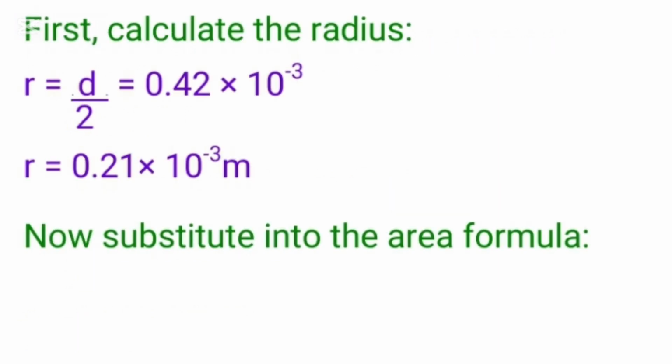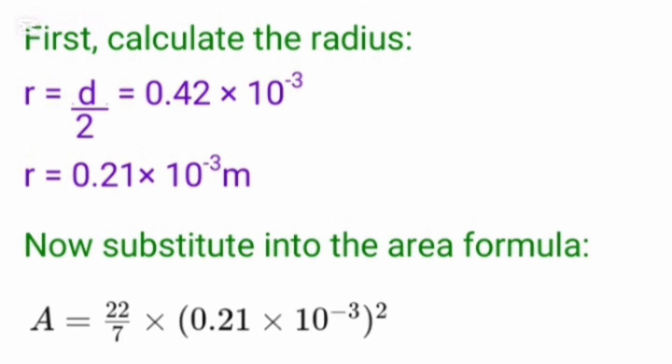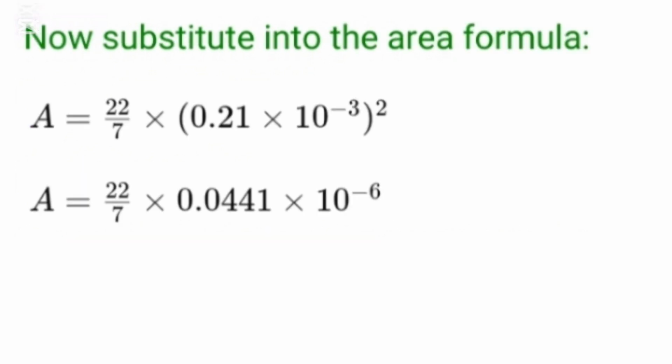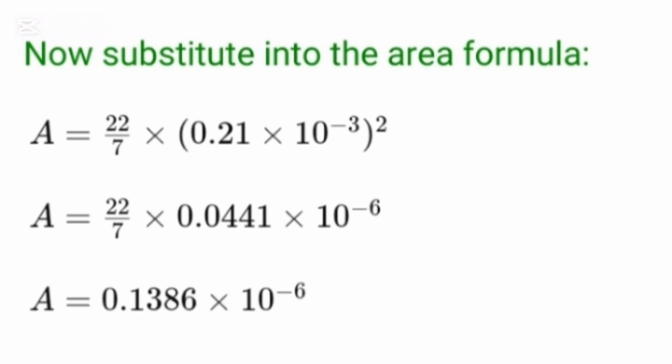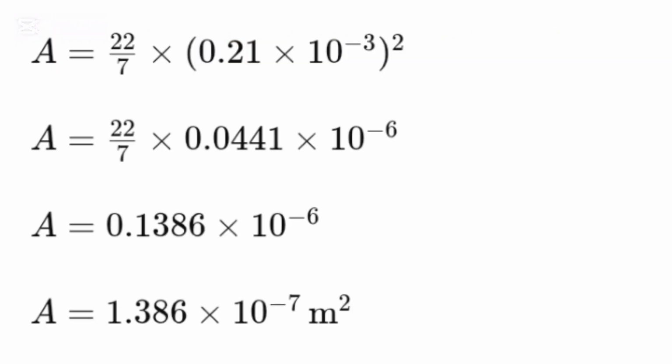Now substitute into the area formula. A is equal to 22 over 7 times (0.21 times 10 raised to power minus 3) all squared. A is equal to 22 over 7 times 0.0441 times 10 raised to power minus 6. A is equal to 0.1386 times 10 raised to power minus 6. A is equal to 1.386 times 10 raised to power minus 7 meters squared.